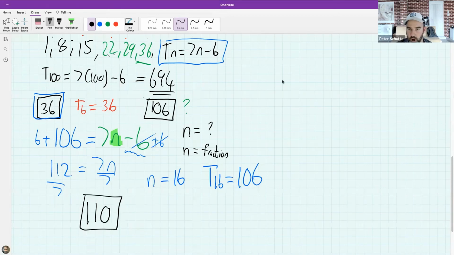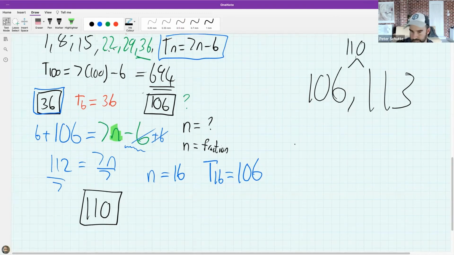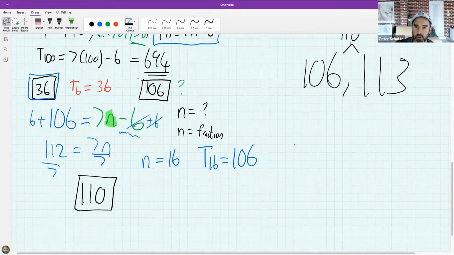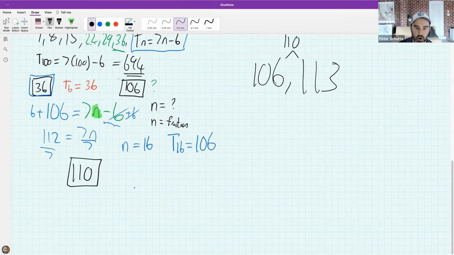So how would we know? I suppose some of the sneaky ones amongst you are saying, well, if we know 106 is in the number pattern, the next one, if I add 7, is 113. And since 110 is in between that, it can't be included. And you're correct. But what I want to show you is that this new algebraic method will also tell me it's not in the number pattern.